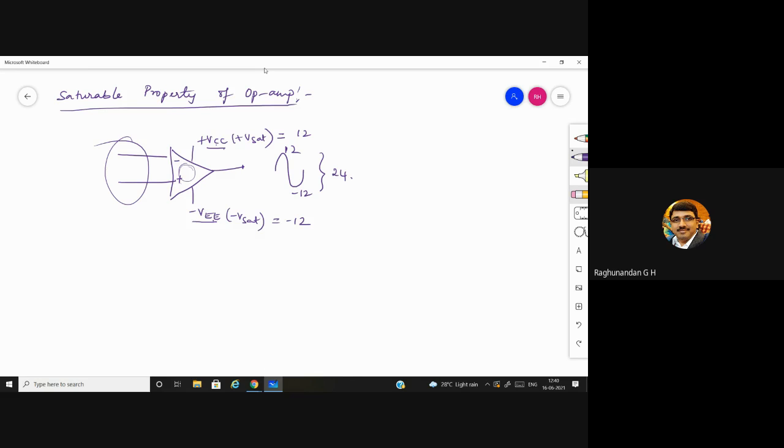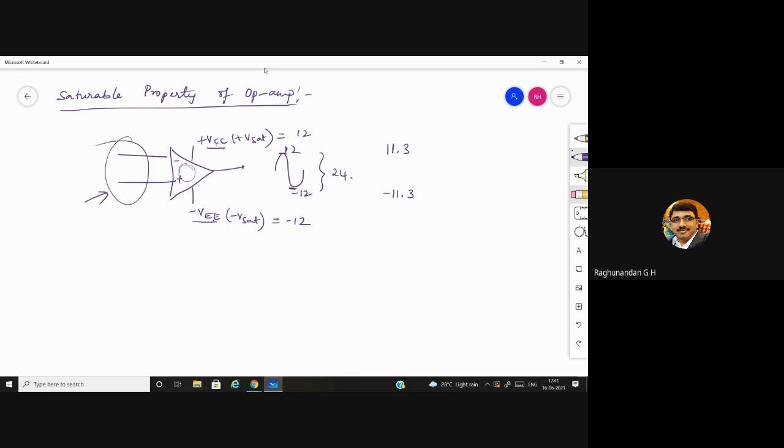If you try to increase the input, during that time the output will not increase above this level, because this is the maximum level which is set by plus VCC and minus VEE. Ideally speaking, it is 12 and minus 12. Practically speaking, it cannot go till 24. At the top, it can go only till 11.3. At the bottom, it can go to minus 11.3.